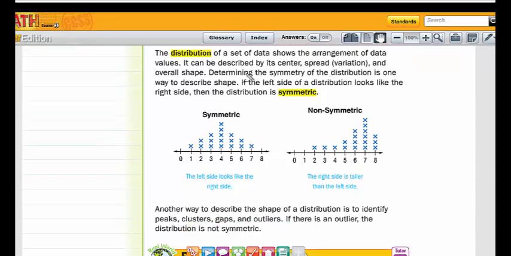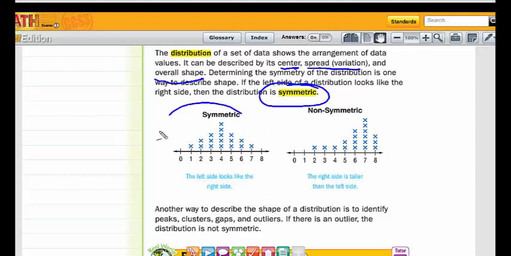The distribution of a set of data shows the arrangement of data values. It can be described by its center and its spread or variation, and lastly the overall shape. Determining the symmetry of the distribution is one way to describe shape. If the left side of the distribution looks like the right side, then the distribution is symmetric. So you definitely want to put this in your notes.